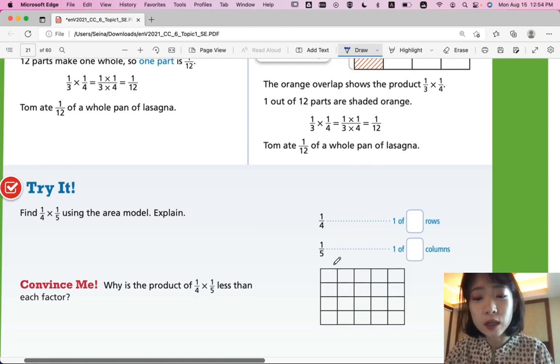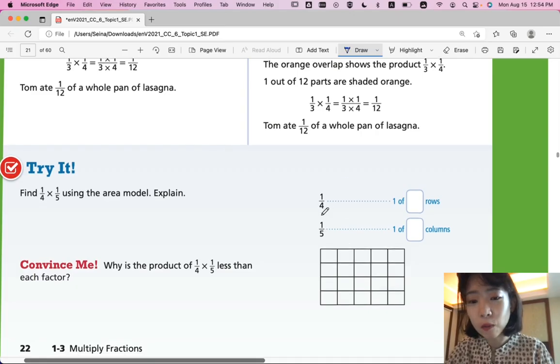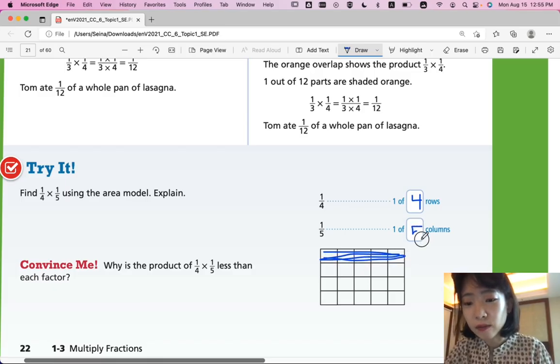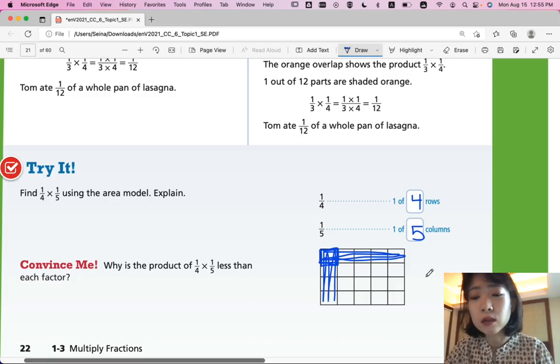Okay, so if you shade this area, 1/4 of the whole thing is 1 of 4 rows, right? And so you're going to shade this area. And 1/5 is 1 of 5 columns. So you're going to shade this area. And so you're going to look at this piece. So this piece is 1 out of how many pieces total? 5 times 4. So that's 20 pieces total.